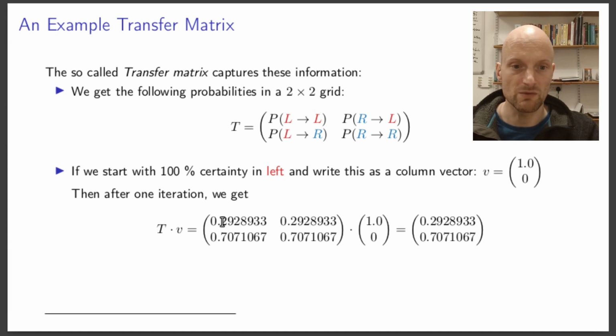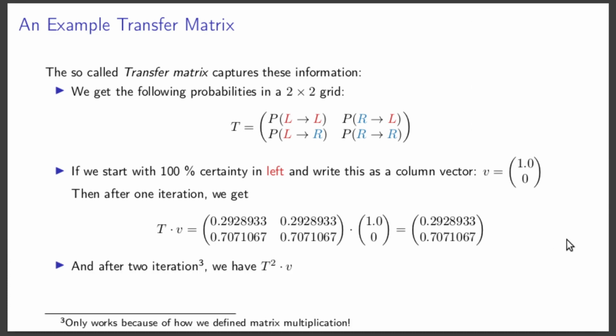And if we apply this matrix to this vector as we have seen before, we take this 1, we multiply it with this 0.29, this gives us this 0.29, and then we add 0 times 0.29, so we stay at 0.29. And then for the lower number here, we take this 1, multiply it with this number, plus 0 times this number, which of course gives us 0.7071067.